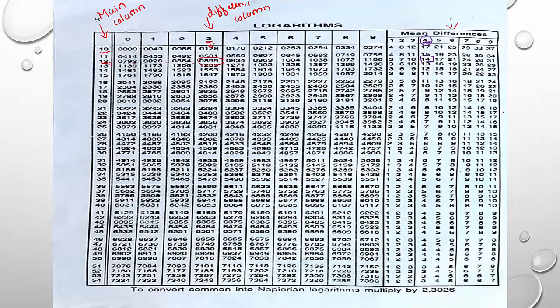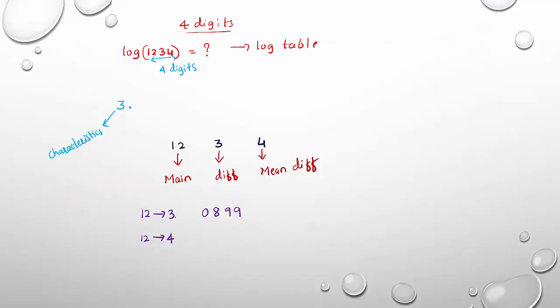Now we go to the values. 12 at 3 is 0899. 12 at 4 is how much? 14. We have to add this number. 0899 plus 14 gives 0913. How much number did we get now? 0913. Now I am going to write this number here. So this 0913 is called the mantissa.